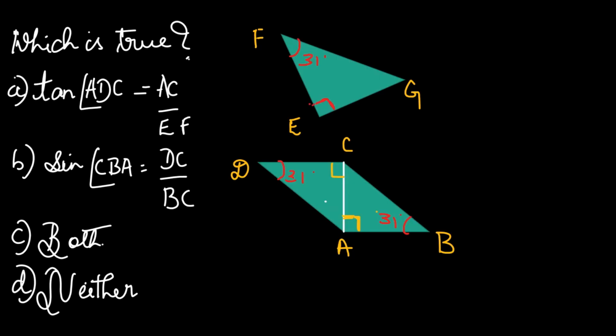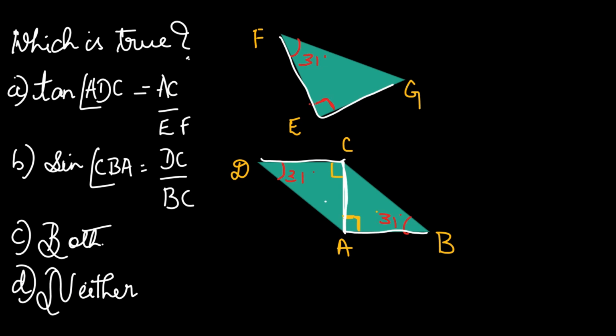Let's proceed. I'm going to solve a problem with it. The problem shows a right angle triangle and a parallelogram. The parallelogram is named ABCD, and EFG is our right angle triangle. It is given that angles FEG, DCA and CAB are all equal to 90 degrees.